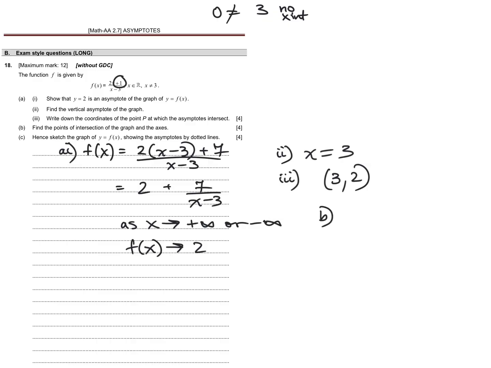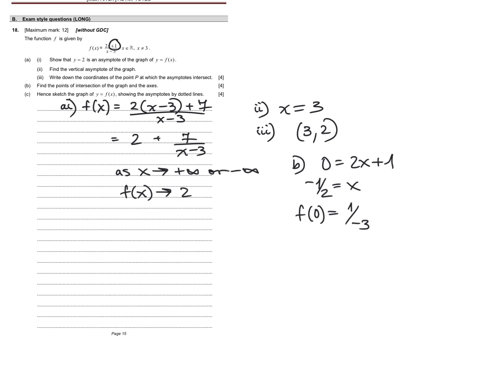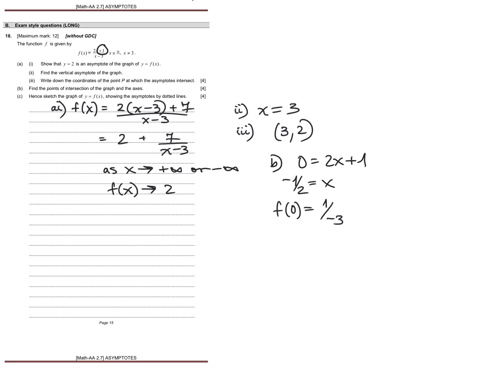All right, so for B, find the points of intersection of the graph with the axes. So they want the x and y intercepts. So for x-intercept, we have numerator equal to 0. So that's x equals -1/2. And for the y-intercept, we just have f at 0, which is 1 over -3. And hence sketch the graph of y equals f at x, showing the asymptotes by dotted lines.